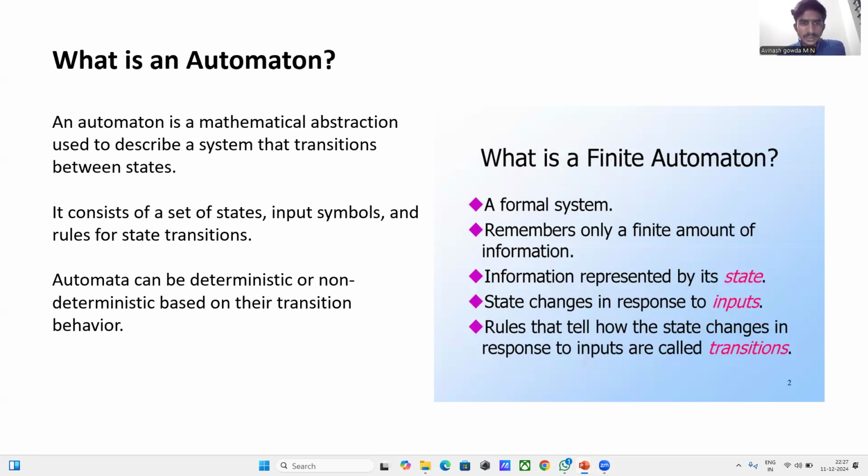What is automaton? An automaton is a mathematical abstraction used to describe a system and the transitions between its states. It consists of a set of states, input symbols, and rules for state transitions. Automata can also be deterministic or non-deterministic, based on the transition behavior.